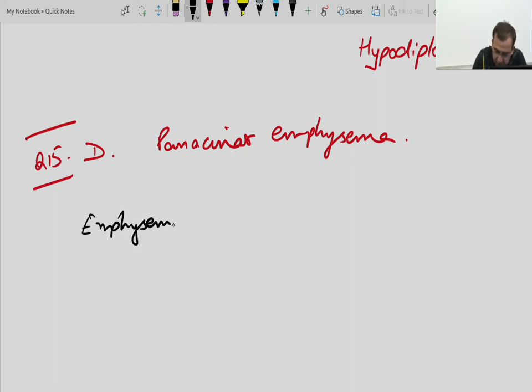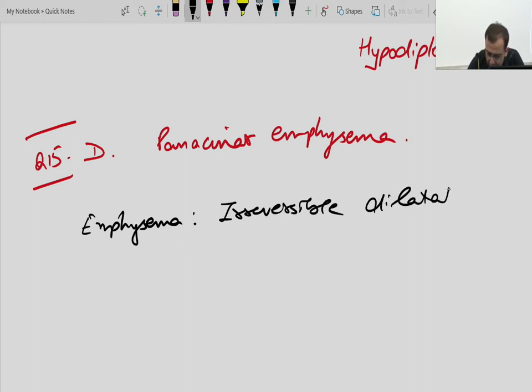Starting with emphysema. Emphysema, is this reversible or irreversible? Irreversible. It is irreversible dilatation. Emphysema, irreversible dilatation distal to terminal bronchiole.